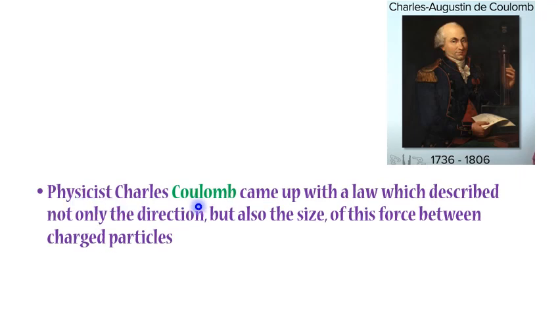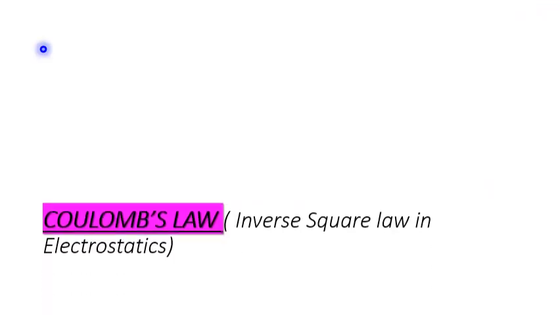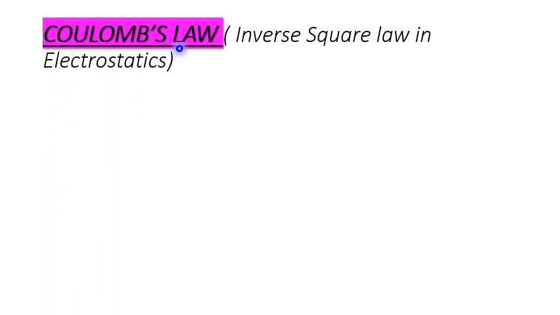Physicist Charles Coulomb came up with a law which described not only the direction but also the size of the force between charged particles. So basically, we got an equation to calculate the exact amount of force acting on the charges which are interacting. The law is called Coulomb's law, obviously, which is named after him. Coulomb's law is also called the inverse square law in electrostatics.